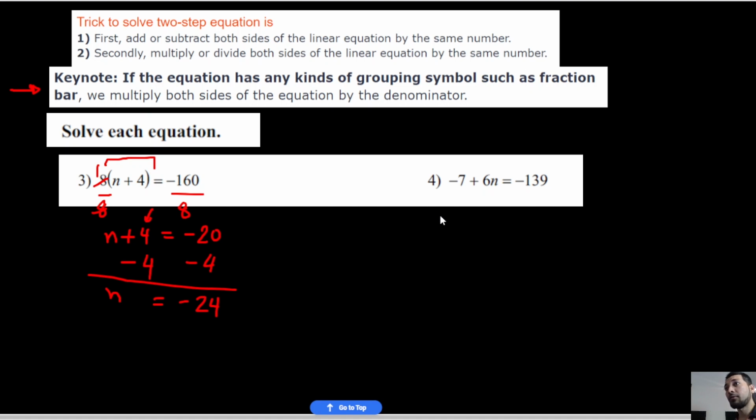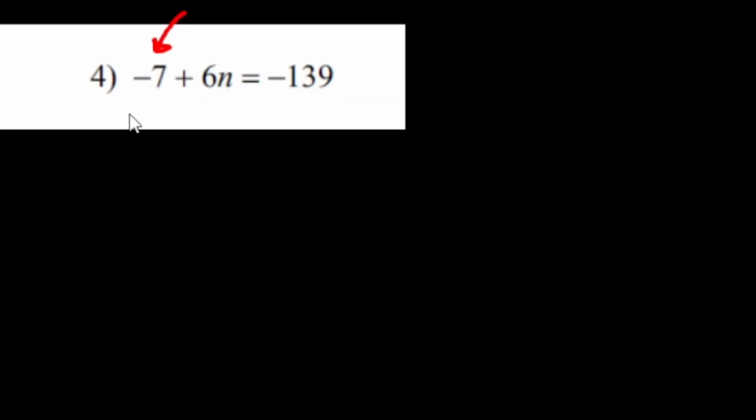Okay, let's look at number 4 here. Negative 7 plus 6n equals negative 139. We don't have any grouping symbol, so I can start off with this negative 7. So I need to do addition or subtraction first. Look at this sign in front of 7. We have a negative sign, so we add 7 on both sides.